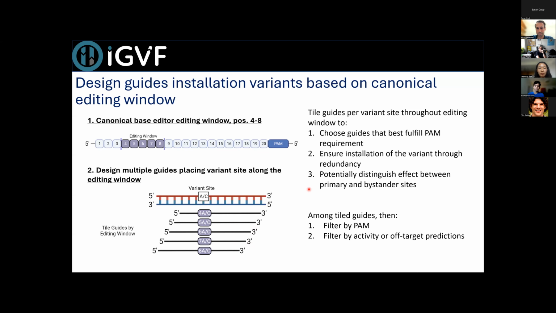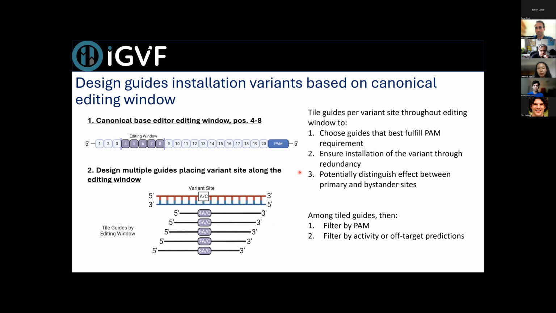So there are a few benefits for this tiled design strategy. First, if you are using a PAM constrained enzyme, such as SpCas9, you have a better chance of being able to generate a guide installing that variant that also fulfills the PAM requirement. Whereas, let's say you only generate the position 6 A or C guide. If that guide does not have a compatible PAM, then that variant essentially becomes untargetable.